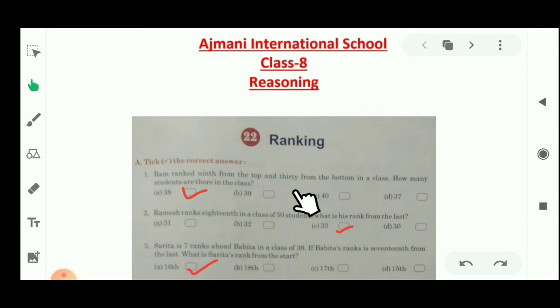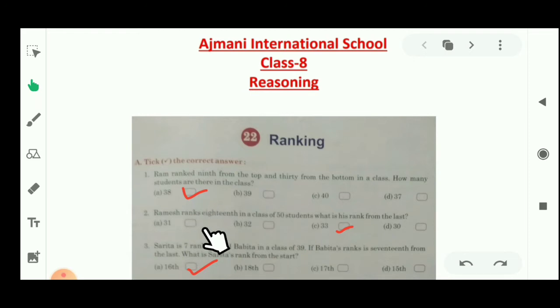That means Ram is counted twice. So the total number of students will be 9 plus 30, that means 39, and it should be subtracted by 1. That means 39 minus 1, it will be 38. So the total number of students in this class is 38. Let's see the question number 2.